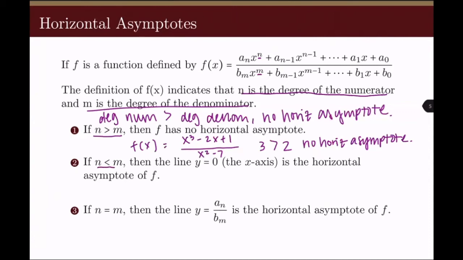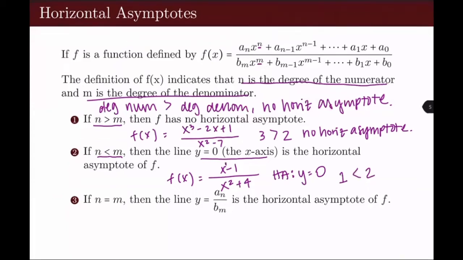If n is less than m, so the degree in the numerator is less than the degree in the denominator, then the line y equals 0, or the x-axis, serves as the horizontal asymptote of f. For example, if you have f of x equals x minus 1 over x squared plus 4, this would have the horizontal asymptote of y equals 0. You know immediately because the degree in the numerator is 1, and the degree in the denominator is 2, and 1 is less than 2. Because this is like x to the 1, right? And it's just x, you think of it as x to the 1.